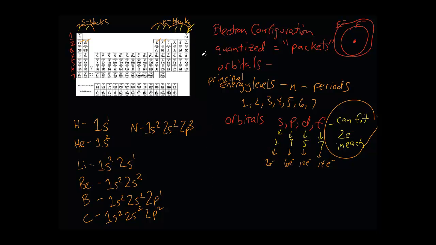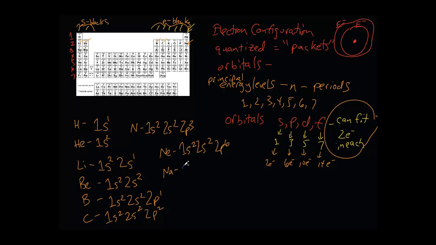So let's jump over to, let's say, neon. Neon is going to be 1s2, 2s2, 2p6. Because now everything in the p block is filled, and the p's can fit 6 electrons. So you started off with 1s1, 1s2, 2s1, 2s2, 2p1, 2p2, 2p3, 2p4, 2p5, 2p6. And with that, you can then predict what sodium is going to be because it's starting in period 3.